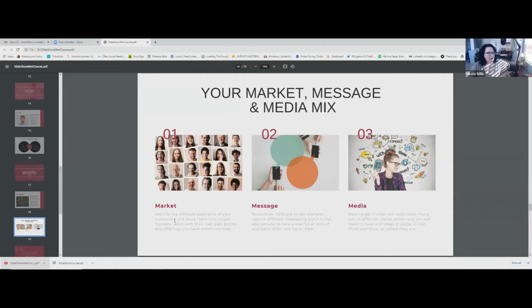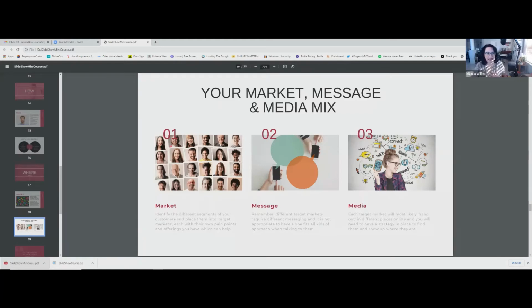So your market, identifying the different segments of your customers and placing them into target markets and writing down those target markets. And then each of them has a pain point and an offering in which you can help. So you write down a column with your markets. Next column, message. Okay, what's the message you have for each of those markets? Different markets require different messaging, and it's not appropriate to have a one-size-fits-all approach when talking to them, because you'll get diluted. So what message are you talking? What pain point? What message are you saying to each of these markets?